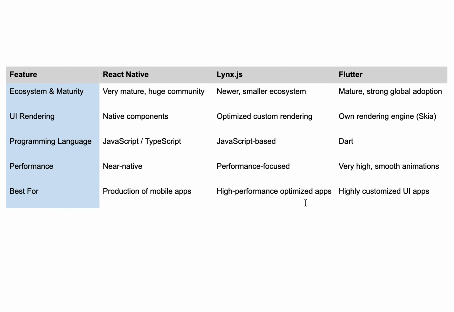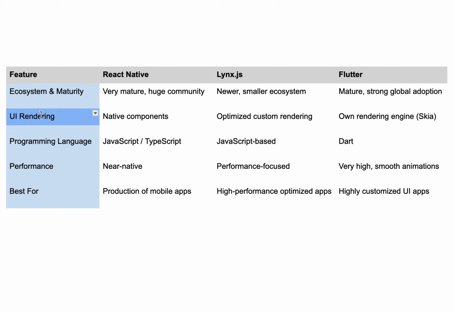As far as ecosystem and maturity are concerned, React Native is very mature as it has been around for quite a long time and it has a huge community base. Lynx.js is newer, so it has a smaller ecosystem. Flutter is mature and has strong global adoption as well.